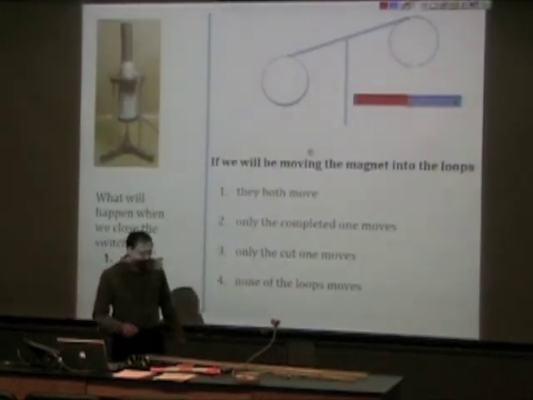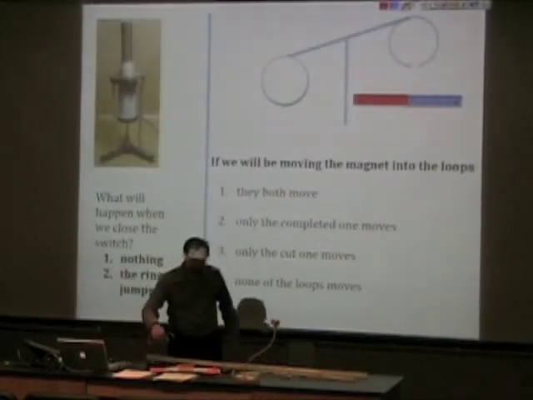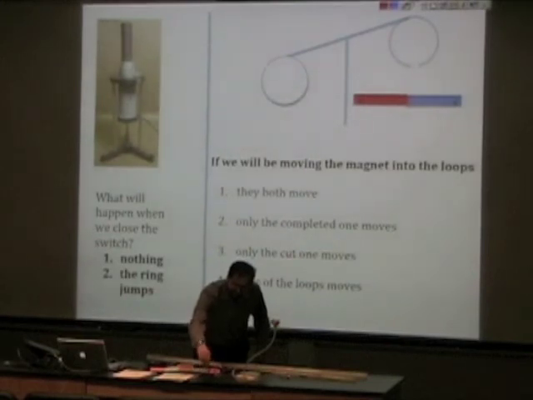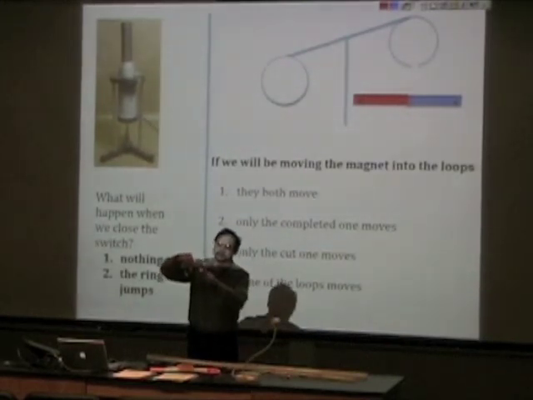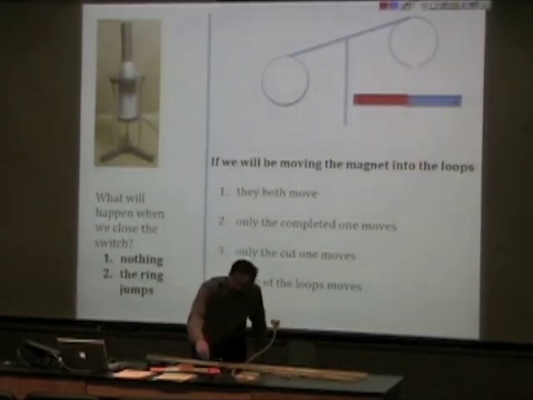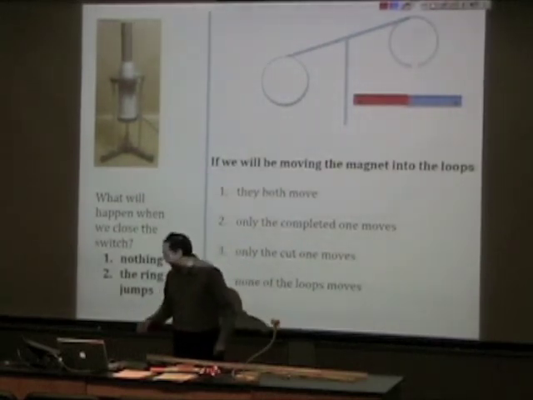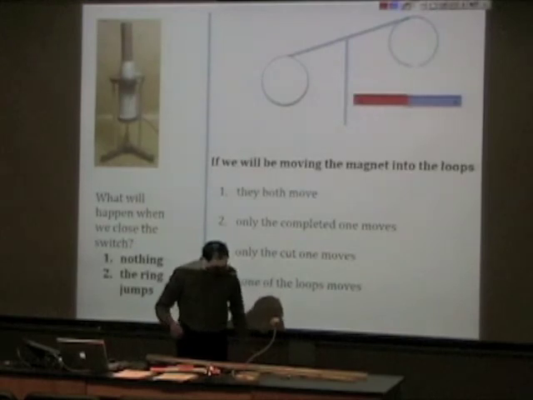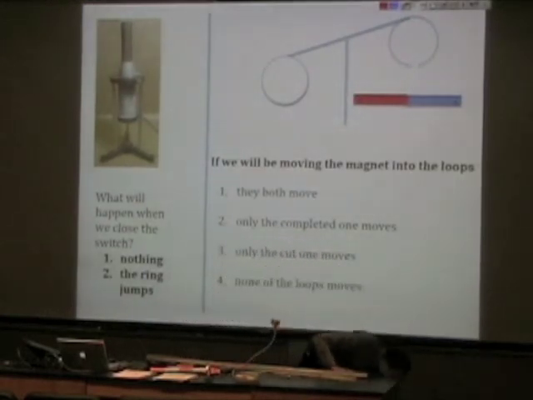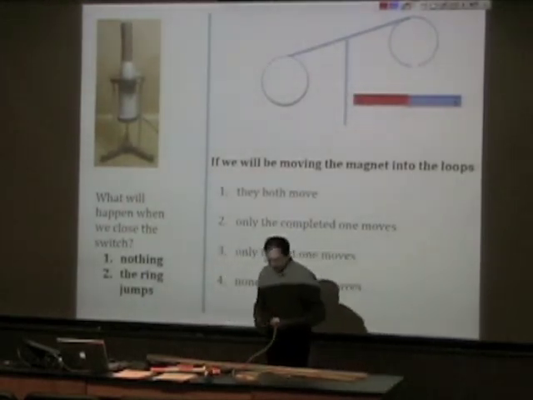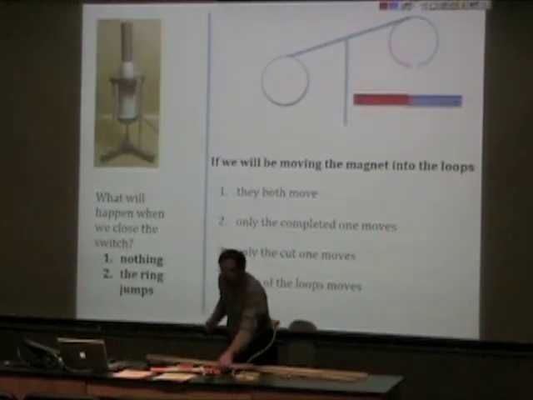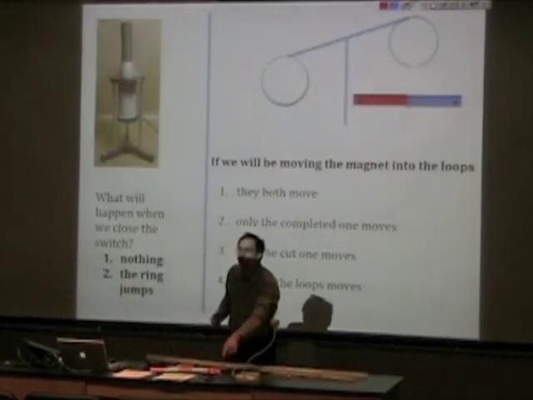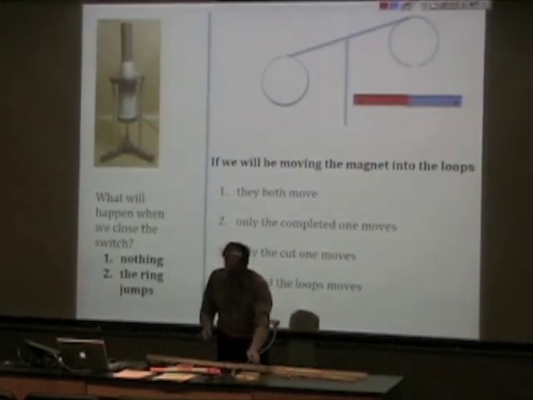Well, this is a very nice experiment. Again, we have two rings, a full one and one with a cut. We already know that nothing should be happening when we move a magnet into the ring with the cut, because there is no induced current. So, nothing.